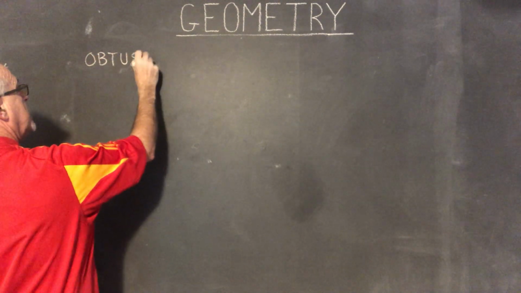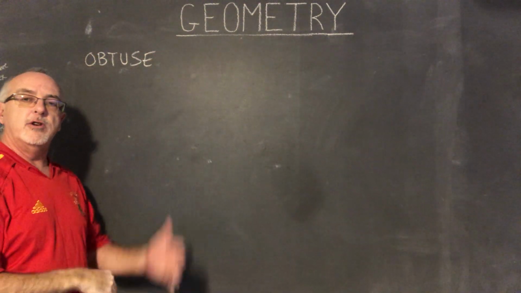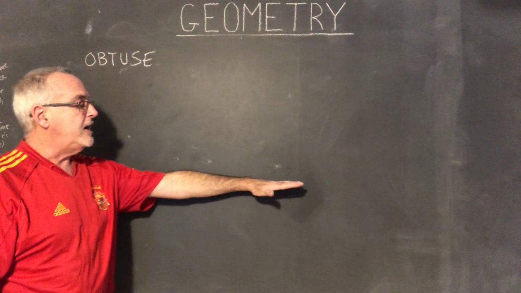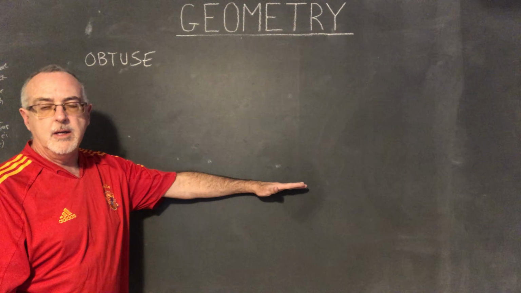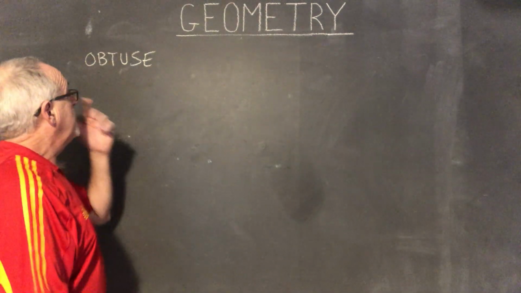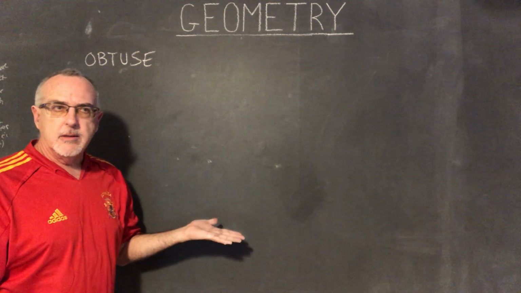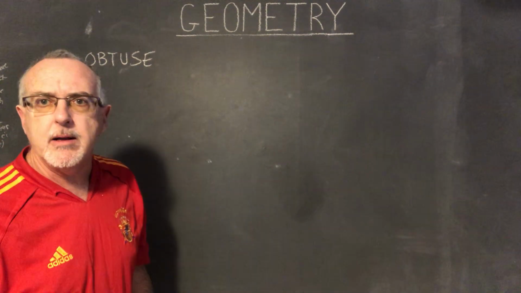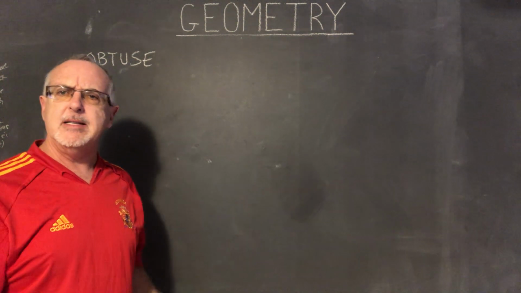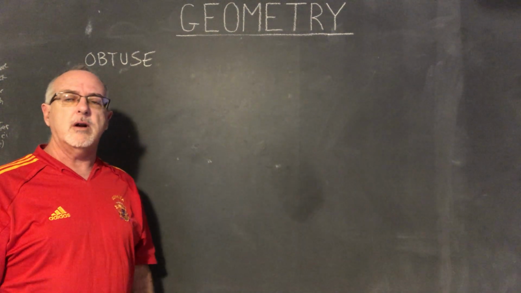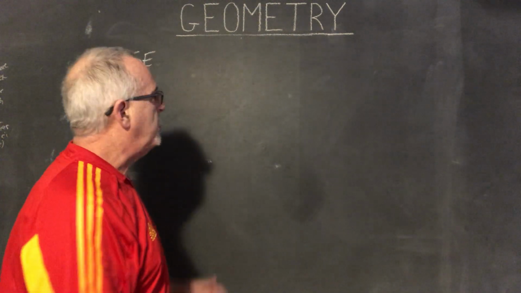Reminder, obtuse angles are between 90 and 180 degrees. Doesn't include 180. If I draw a 180-degree angle, I'm drawing a straight angle. It's no longer obtuse. And it doesn't include 90 either, because if I draw a 90-degree angle, I just drew a right angle. Did I say that before? Did I forget to say a 90-degree angle is also called a right angle? Kind of important to point that out.